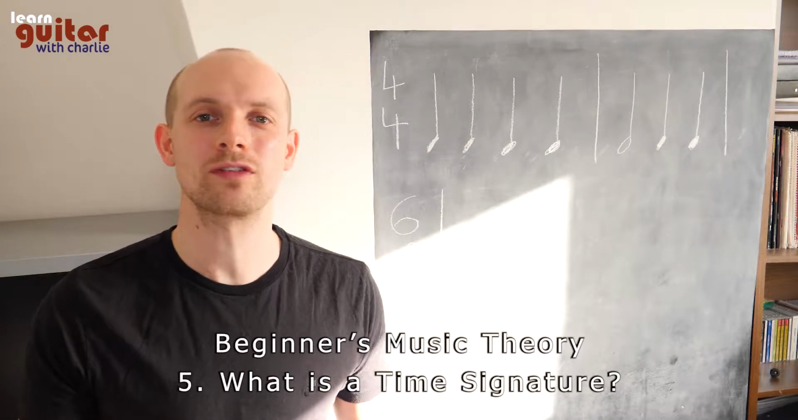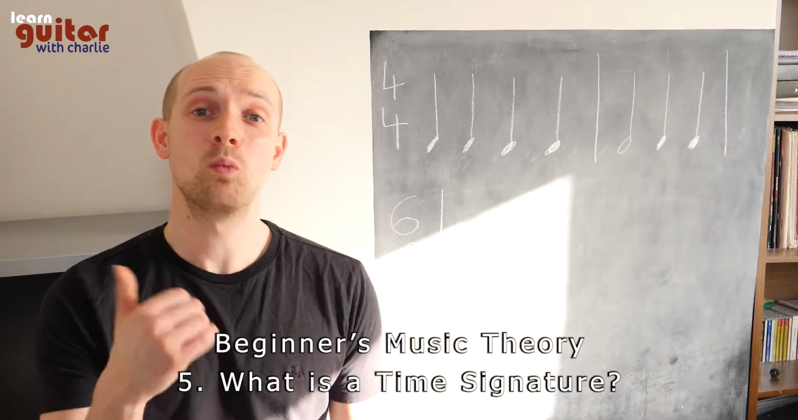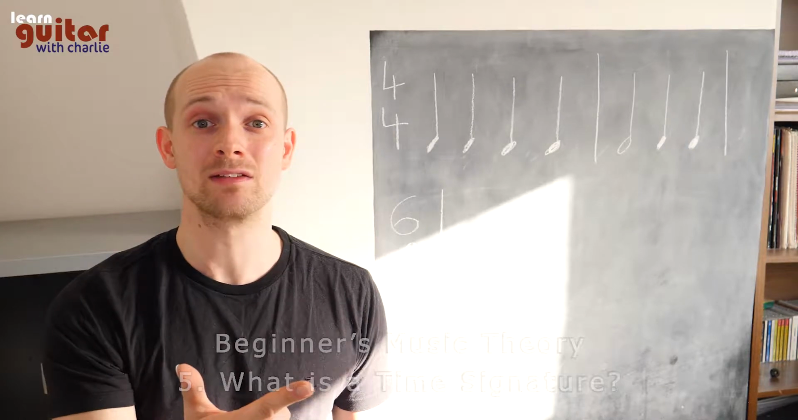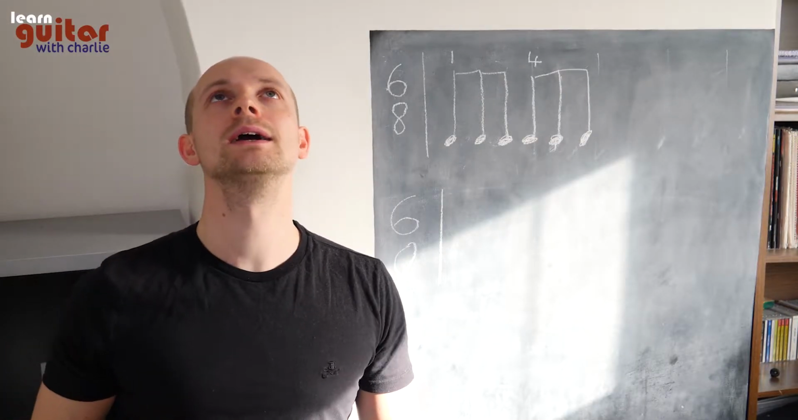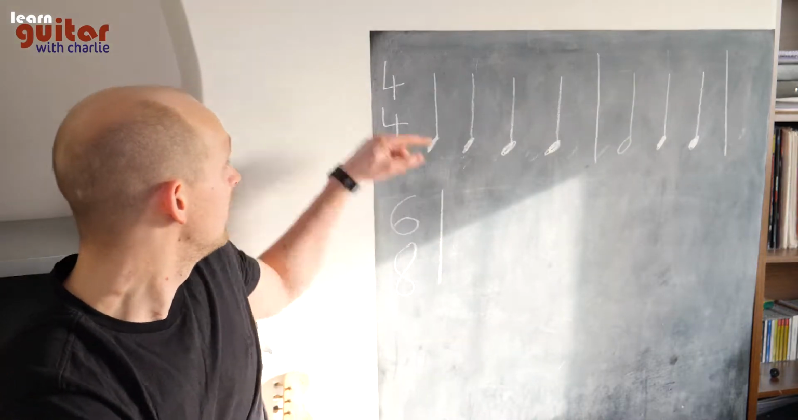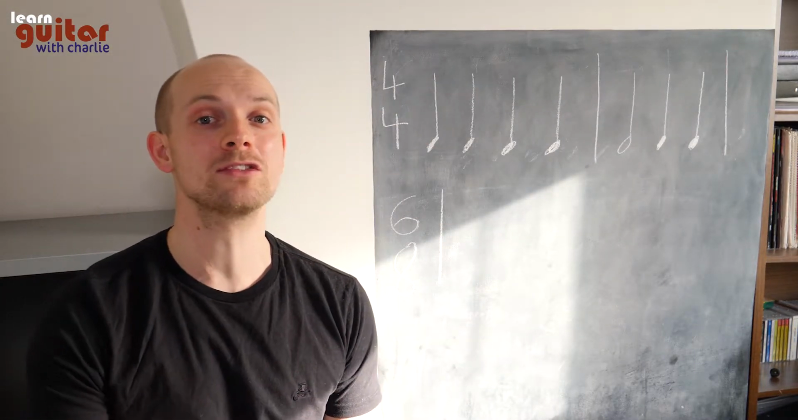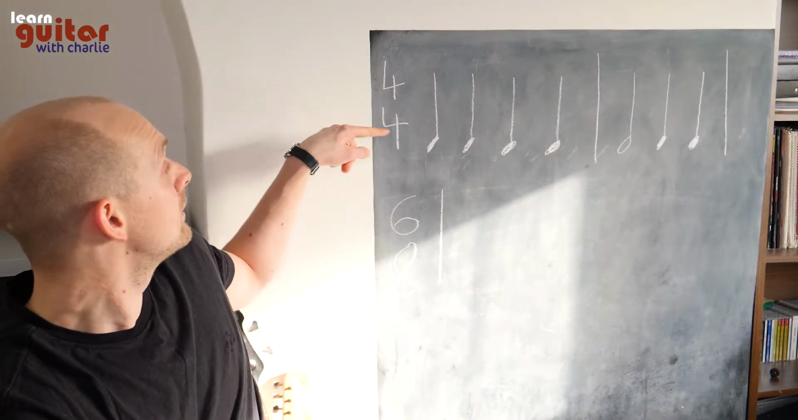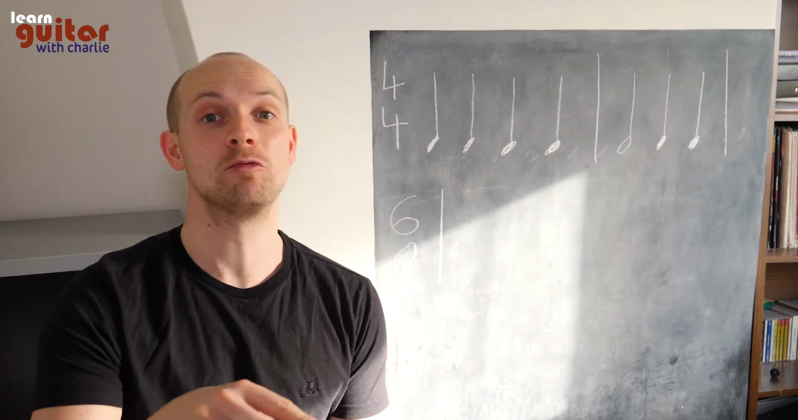Hello, in today's no-nonsense lesson we're going to be explaining what a time signature is and what it means. You'll get two pieces of information from a time signature. You'll have the top number, which will tell you how many beats are in a bar, and you'll get the bottom number, which will tell you what type of beats you're dealing with.